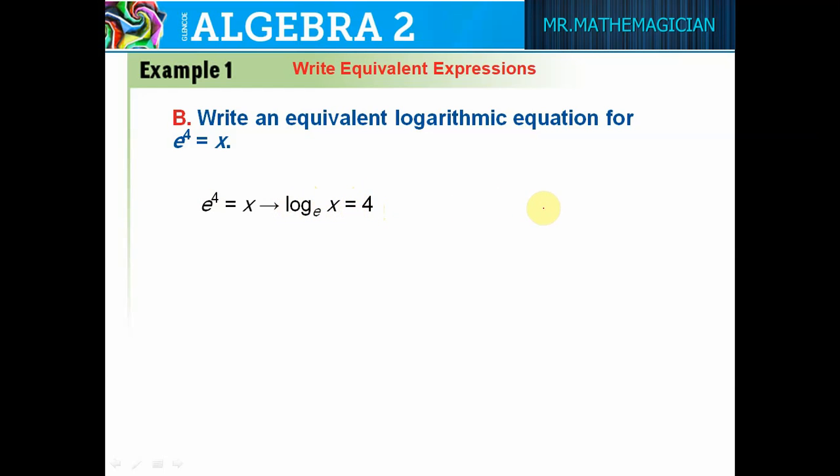Another method, as I told you, we have e to the 4 equals x. We can take ln of both sides, so ln e to the power of 4 equals ln x. ln will cancel the e, so 4 equals ln x, or ln x equals 4. This is the accurate answer.